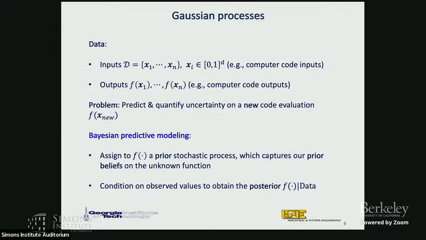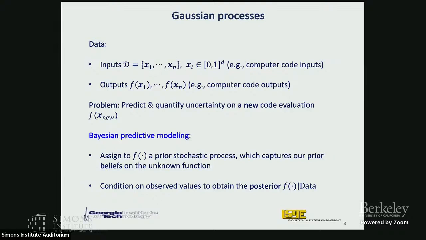Okay, a very brief review of the Gaussian process. We have inputs in D-dimensional space, and n points. That means we run n numerical simulations, and we get outputs. Using the computer code, we want to predict and quantify uncertainty at a new code evaluation. The new input will be denoted by X new.